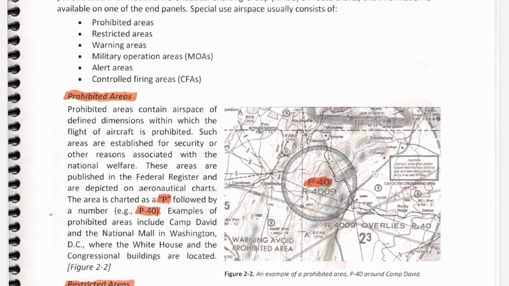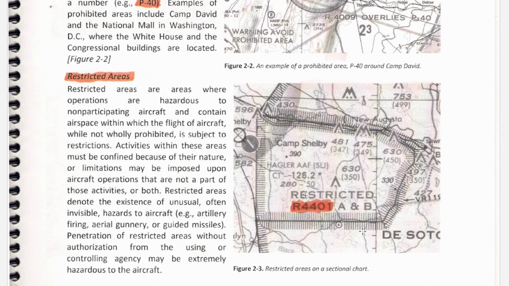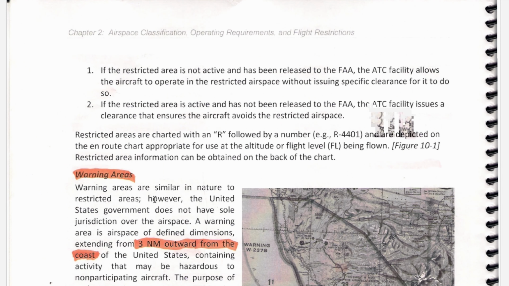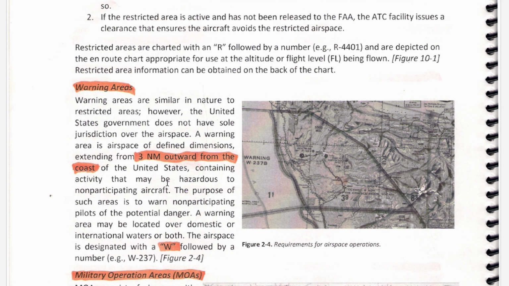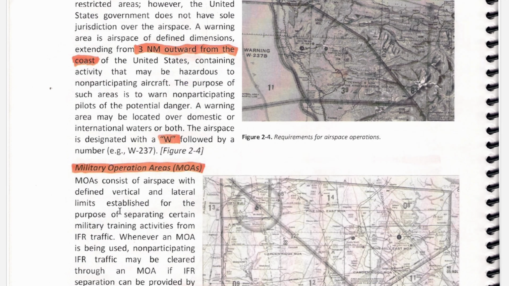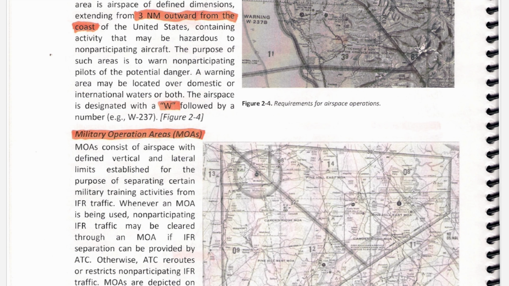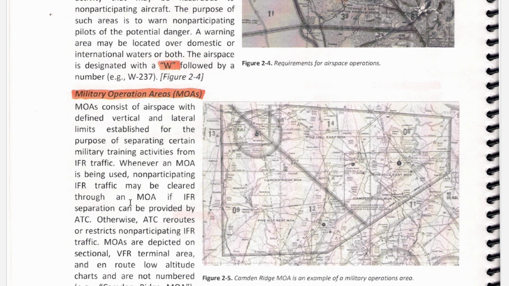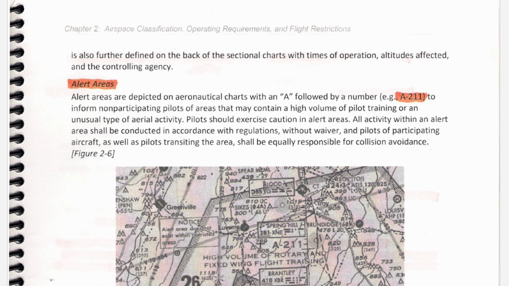Prohibited areas. You need to know that. There's one question about prohibited, restricted. I already went over how you find out when it's restricted, because most of the time it's not restricted the whole time. Warning areas. The whole coast can be warning areas. MOAs. Once again, you need to look it up and see when they're active and when they're not active. Mainly they're firing missiles and aircraft, and you don't want to be in there.